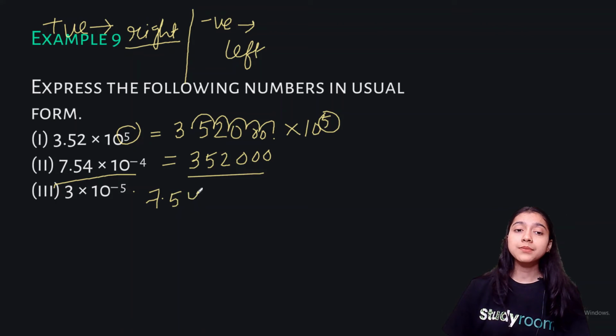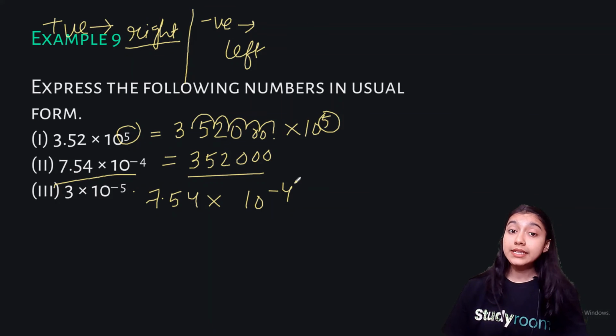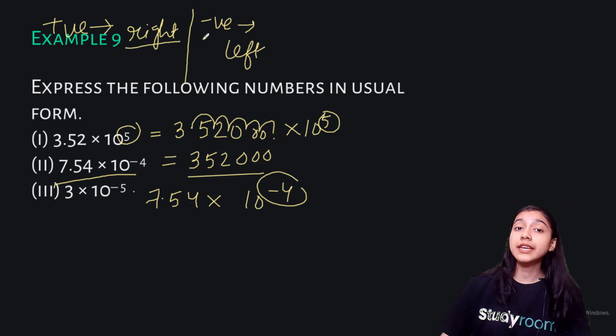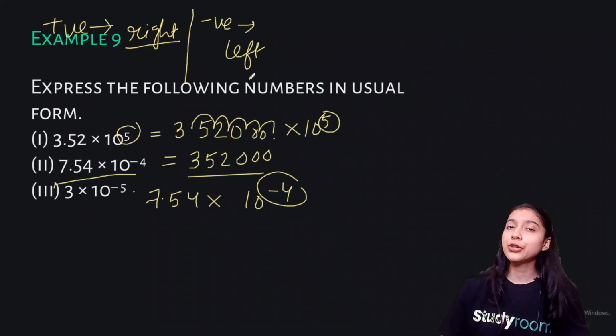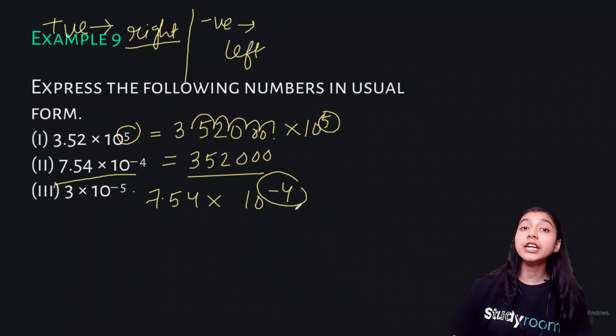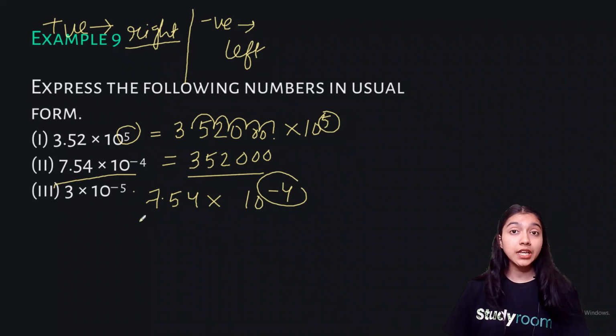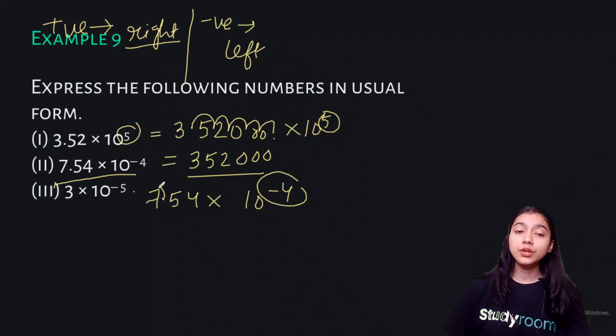7.54 multiplied with 10 to the power of minus 4. Now in this case, this exponent is having a negative sign. In case of negative sign, we will shift the decimal point towards the left hand side and we will be shifting it 4 places because it has 10 to the power of minus 4. So we will be shifting it 4 places towards the left. So let's shift it 1, 2, 3, 4.